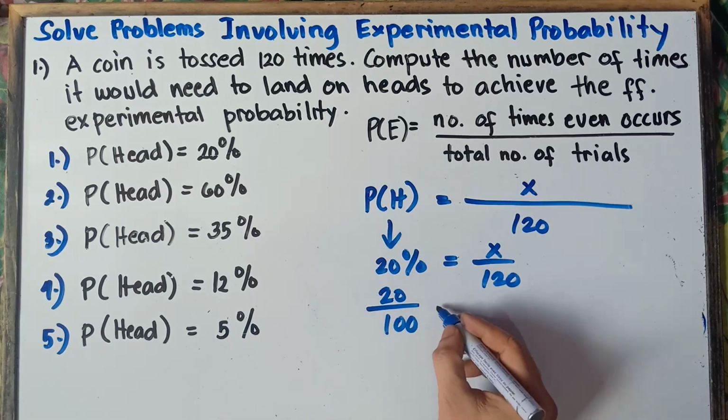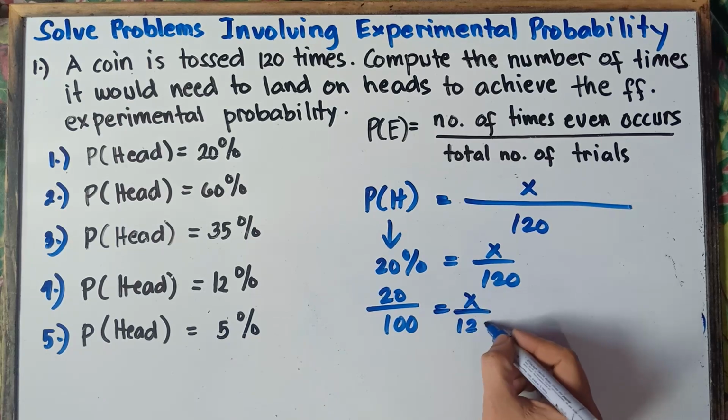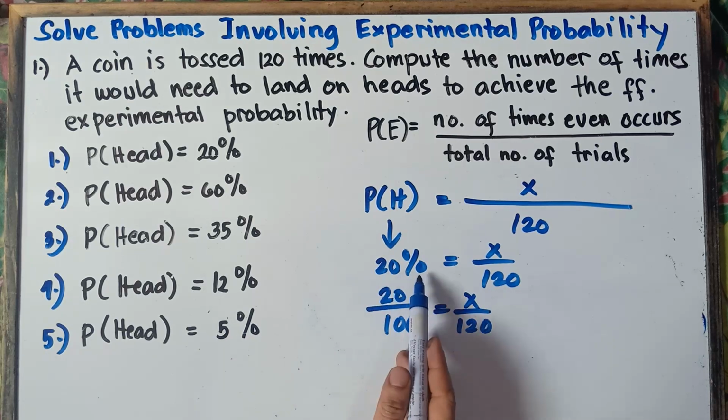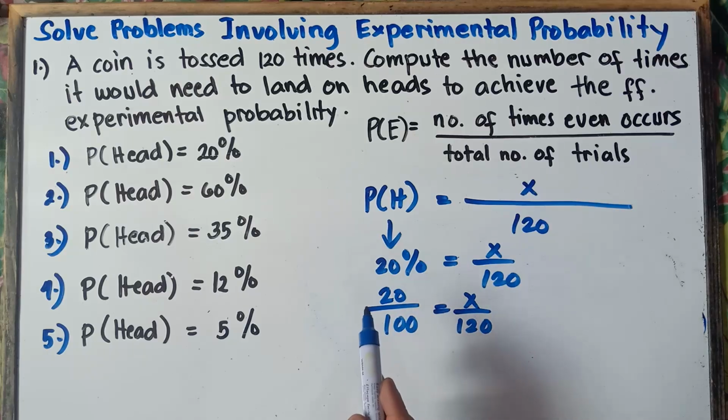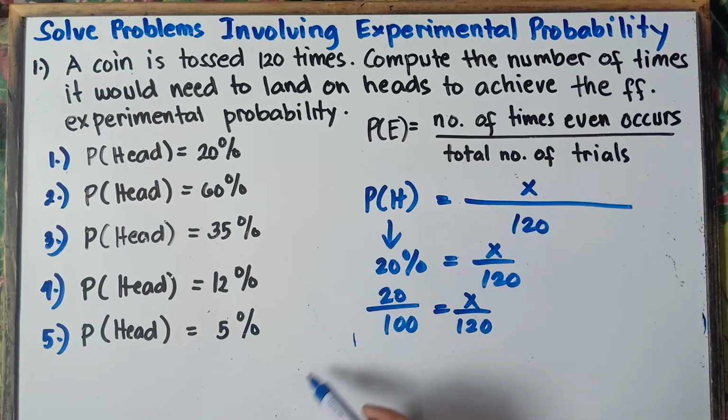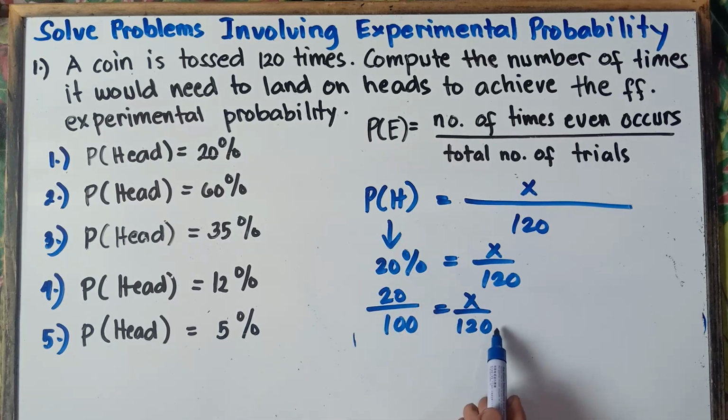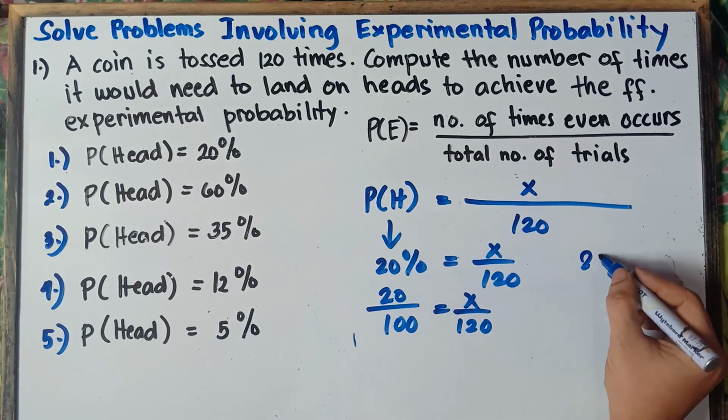20 over 100 is equal to x over 120. Once again, class, 20% is just the same as 20 over 100 because percent means per 100. Now, before doing cross multiplication, class, you check first the fractions if you can reduce. We can reduce 20 over 100 because if you multiply 20 times 120, it will be a large number. So better reduce 20 over 100.